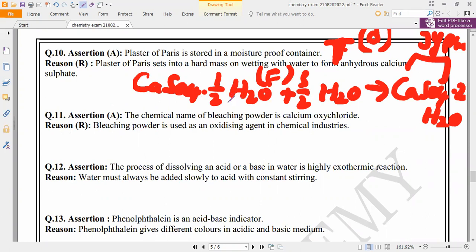The chemical name of bleaching powder is calcium oxychloride. True. Is it used in the chemical industry? Both are true, but there is no connection. Option B, sir. Because there is no connection between them, but both are true. Very good. Next one.